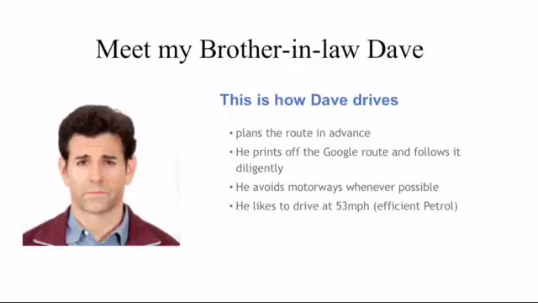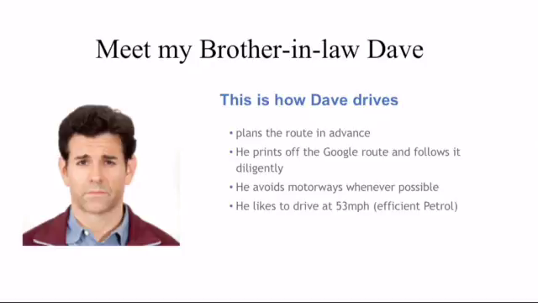This is not my brother-in-law Dave. It's just a picture of a grumpy man. But my brother-in-law Dave, he plans the route in advance. That's gathering your requirements in advance. He prints off the Google route and follows it diligently. That's your design. Dave likes to avoid motorways whenever possible. That could be a parameter of the drive, and he always drives at 53 miles an hour. But my main point here is in how you drive on a second by second basis.